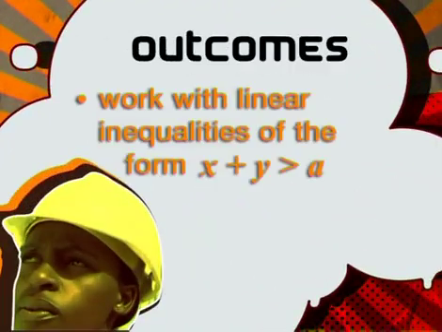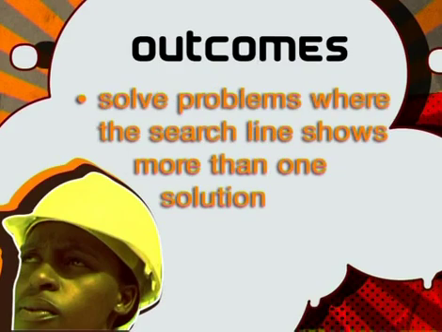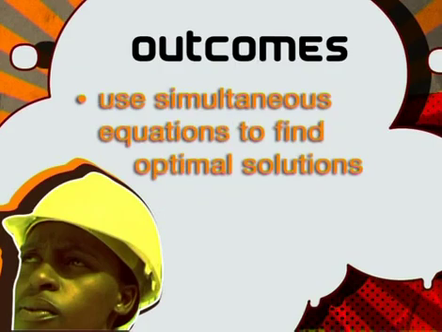For example, what happens if we find a constraint that can be described by an inequality but it doesn't have an equal to part, an inequality in the form x plus y greater than a? Or what if the search line we use gives us more than one best solution to the problem? By the end of the lesson, you should be able to work with linear inequalities of the form x plus y greater than a, solve problems where the search line shows more than one solution, and use simultaneous equations to find optimal solutions.